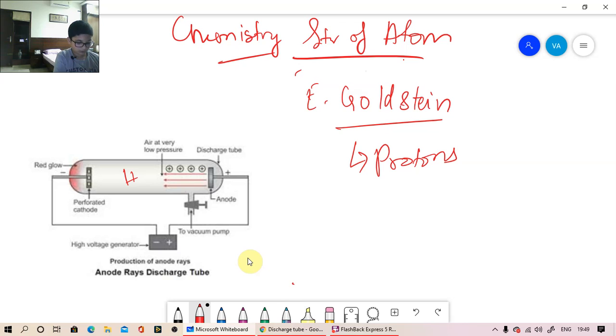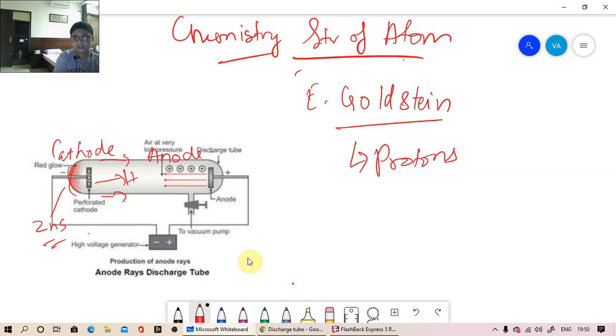On applying 10,000 volts of electricity and low pressure, new types of rays were observed, and these rays were found to move away from the anode and pass through the perforated cathode. The cathode rays were moving to the anode, and here anode rays are moving towards the cathode through the perforated cathode, and the green light was emitted because of the zinc sulfide screen.